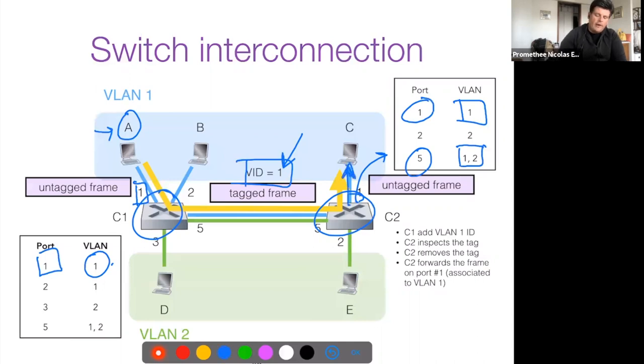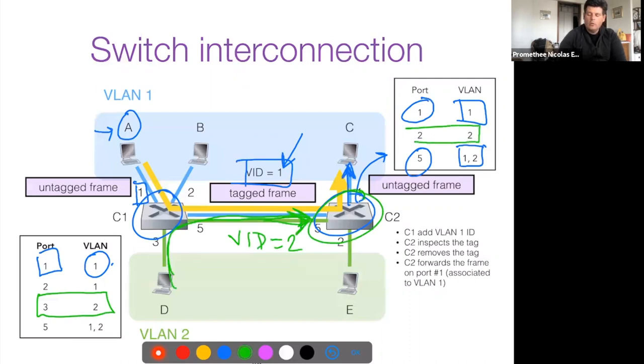And the same goes if I receive from D. D will have a VID that is indicated through port 3, so it's VID 2. When this switch receives the frame from D, it looks at its table and sees that VID 2 needs to go to port 2. So that's the reason we tag the frames between two switches, when you have a trunk between two switches, because you may receive multiple frames and a port may have multiple VLANs.